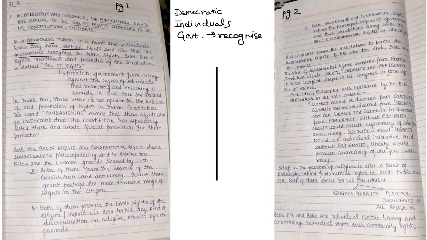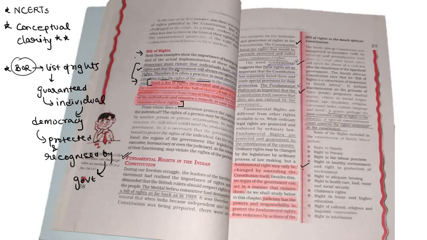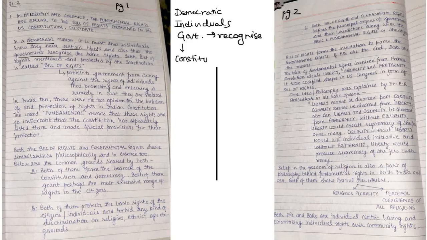Now, the Bill of Rights, as I have explained by making an arrow, prohibits the government from acting against the rights of individuals. How is it prohibiting the government? Because the Bill of Rights is mentioned in the Constitution. Here in the NCERT we have studied that those rights are mentioned in the Constitution. So when these rights are mentioned in the Constitution, then the government cannot act against them. That means these rights are fixed now. They will be protected. So it prohibits the government from acting against the rights of individuals.